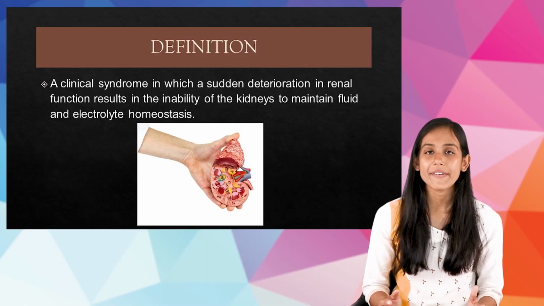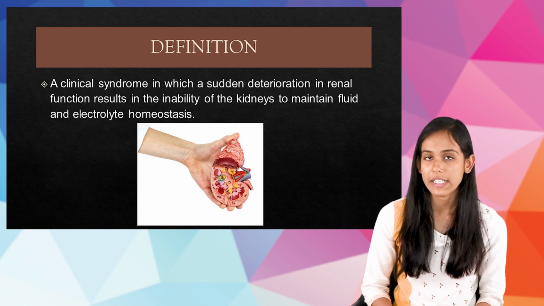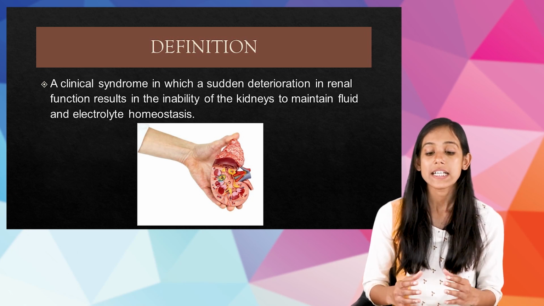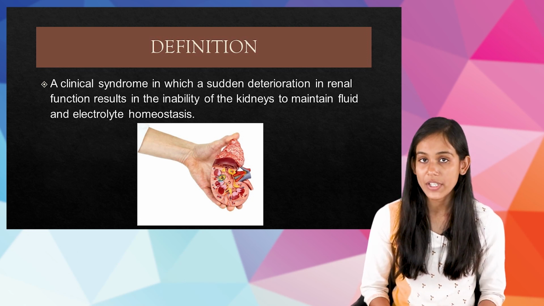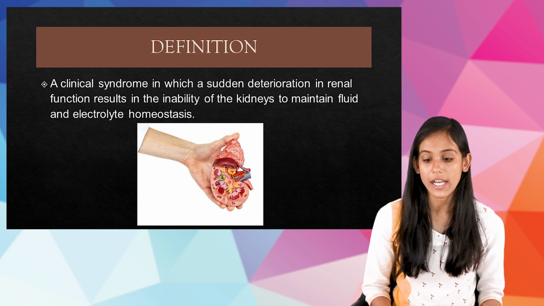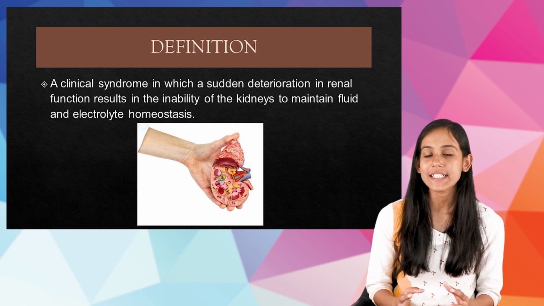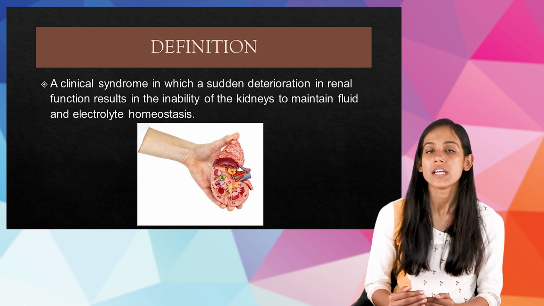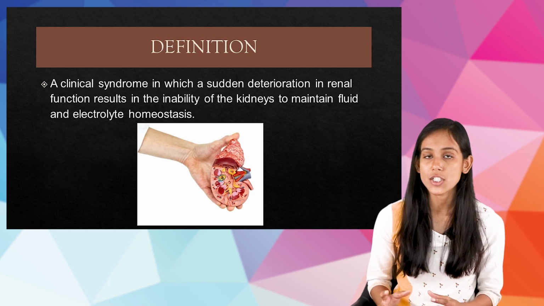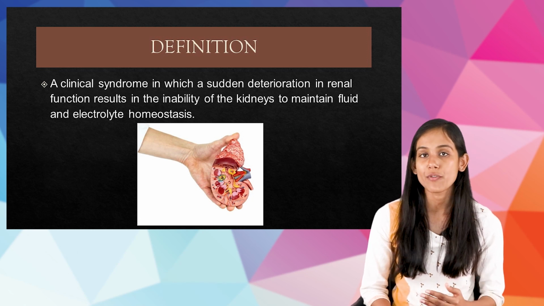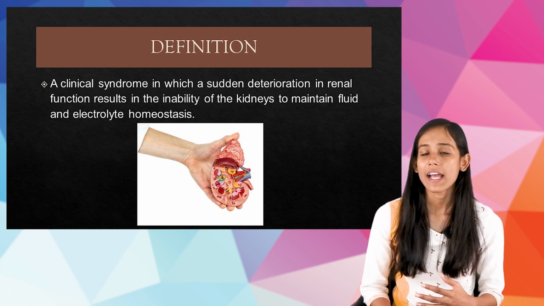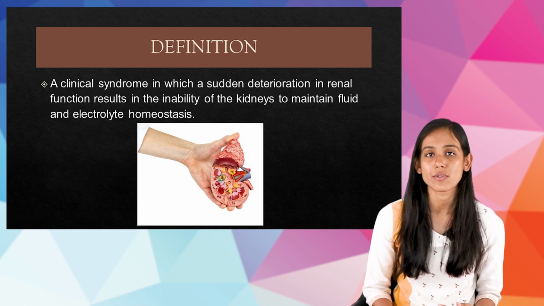Now, let us move to the definition of acute renal failure to understand it in a better way. The definition says that acute renal failure is a clinical syndrome in which a sudden deterioration in renal function results in the inability of the kidneys to maintain fluid and electrolyte homeostasis. So again, it is a clinical syndrome in which there is deterioration of the renal function. The kidneys are not able to function properly, and due to that, whatever the functions of the kidneys are, they are not going to happen, right? So there would be fluid and electrolyte imbalance.